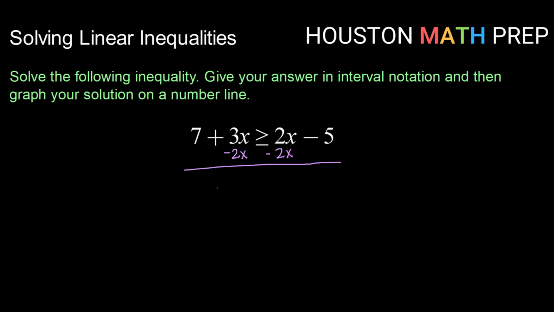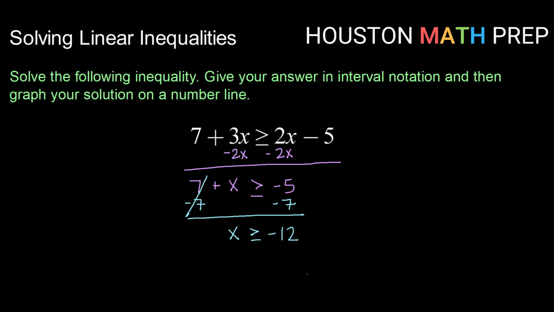Just like we do with an equation, whatever we do to one side of the inequality, we need to do to the other. So on the left-hand side, that leaves me with 7 plus 3 minus 2 is 1x, being greater than or equal to -5. Now that I have all my variables on one side, I'm going to work to isolate that variable. So to do that here, I'm going to subtract 7 from both sides. So that leaves me with the statement x is greater than or equal to -5 minus 7 is -12.